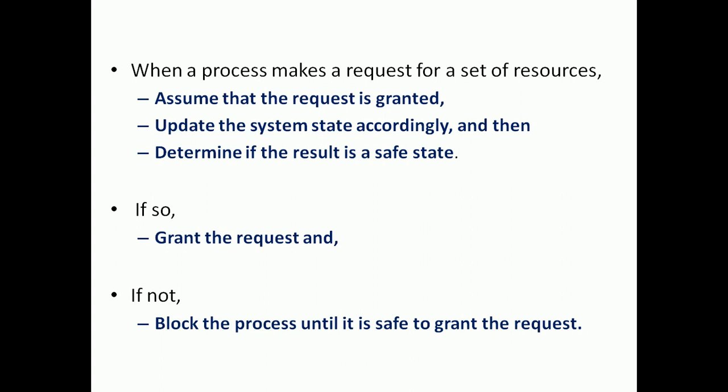When a process makes a request for a set of resources, we have to keep 3 things in mind. One, assume that the request is granted. After granting it, the operating system is supposed to update the system status, showing these resources are allocated. Then we have to determine whether the system is in the safe state or not. If all these things are okay, then grant the request, or otherwise block the request because it leads to unavoidable consequences.